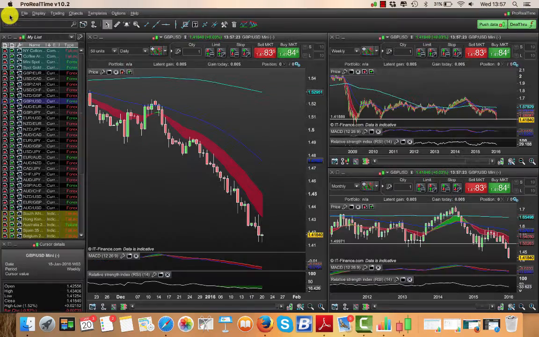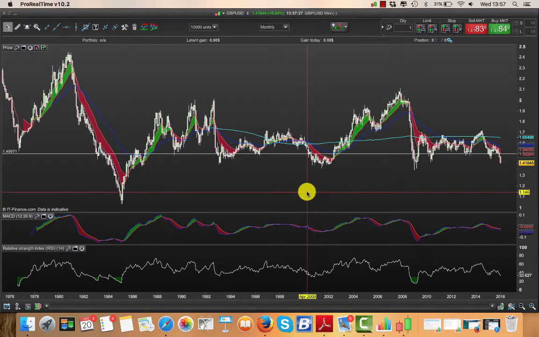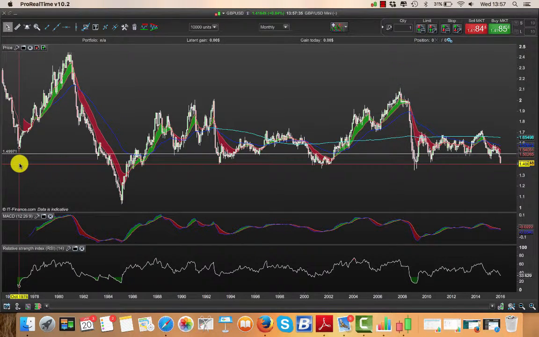And where we'll get probably an even better look at that is if we go to the weekly and see what's going on. We go all the way back to 1976, and we'll see in and around this 1.4 mark, there have been quite a few touches in and through a long period of time.